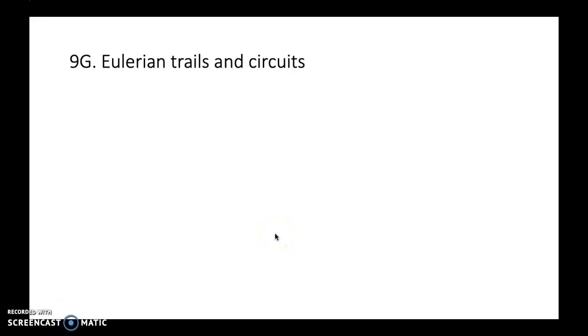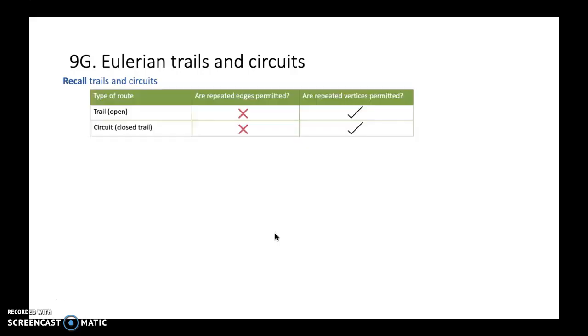In today's video, we're going to look at Eulerian trails and circuits. Let's firstly start with revising trails and circuits. As we have learned before, trails are basically open walks. We cannot repeat edges, however, vertices are allowed to be repeated. Once you understand trails, then circuits are easy to understand.